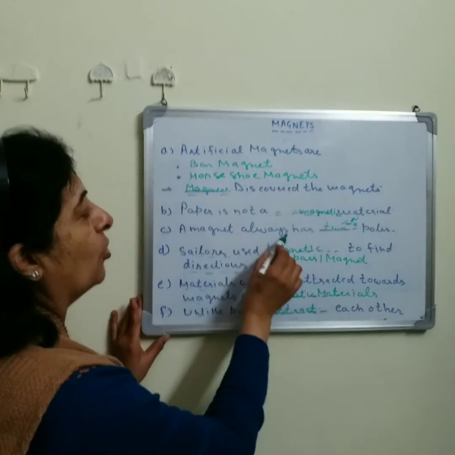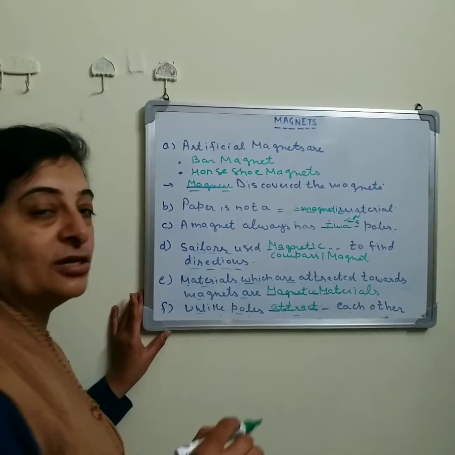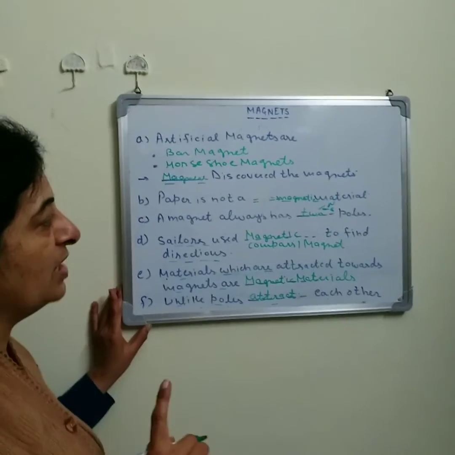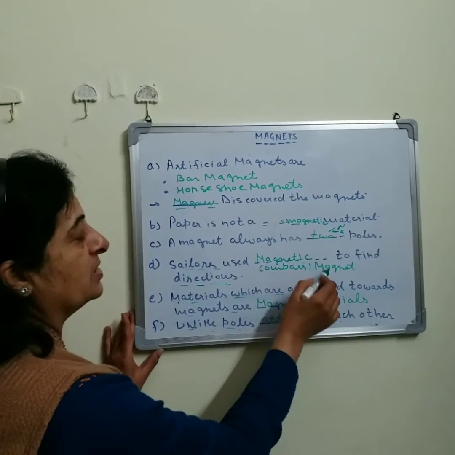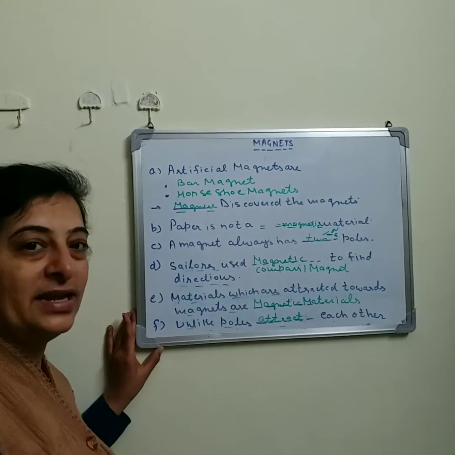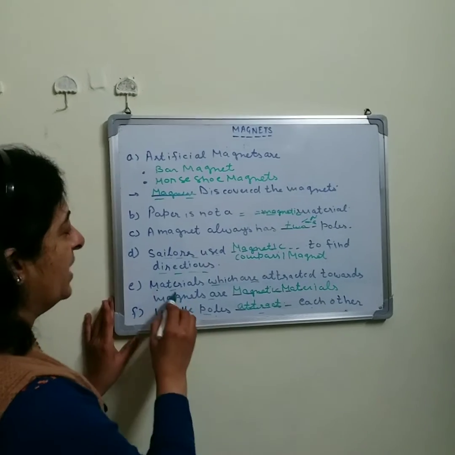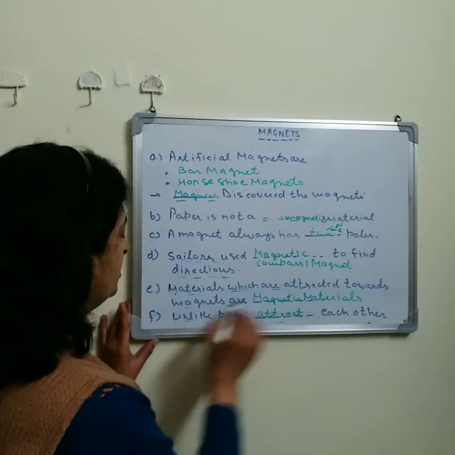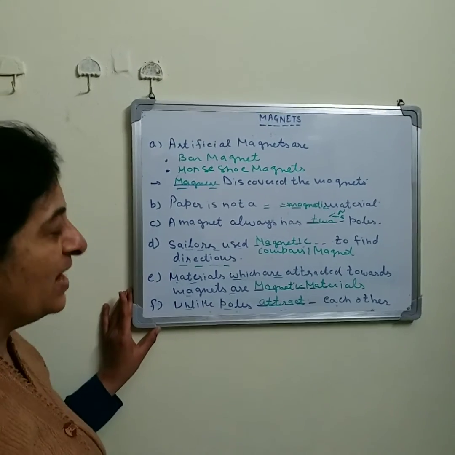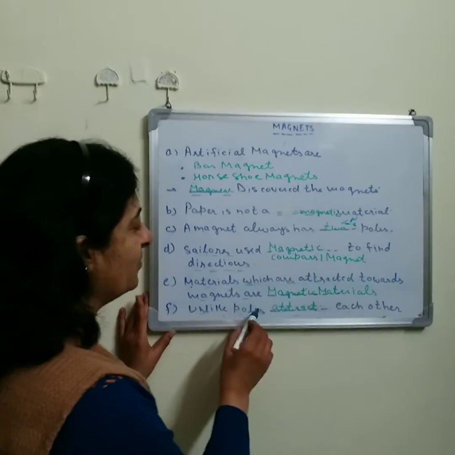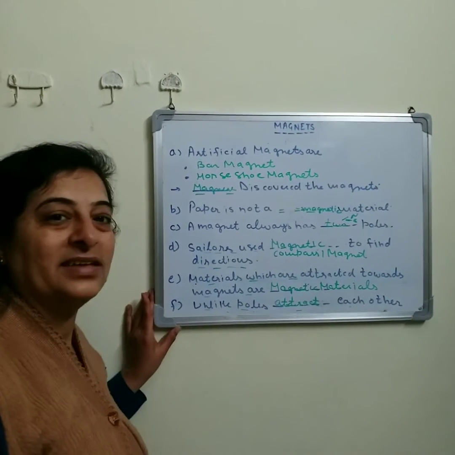A magnet always has two poles, north pole and south pole. Sailors use the magnetic compass or a magnet to find directions. Materials which are attracted towards magnets are known as magnetic materials. And unlike poles always attract each other.